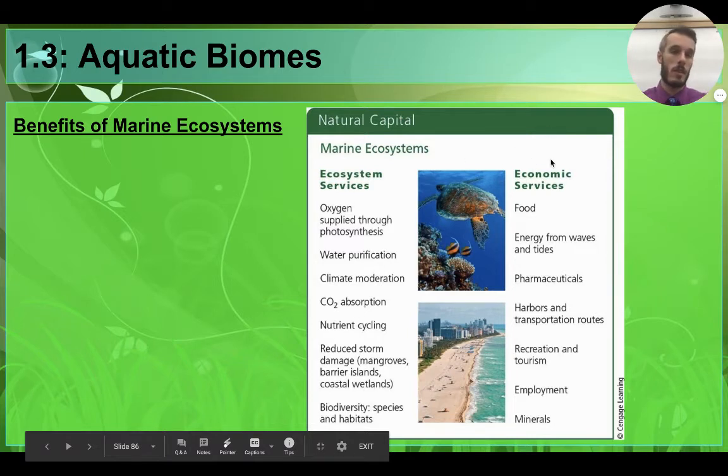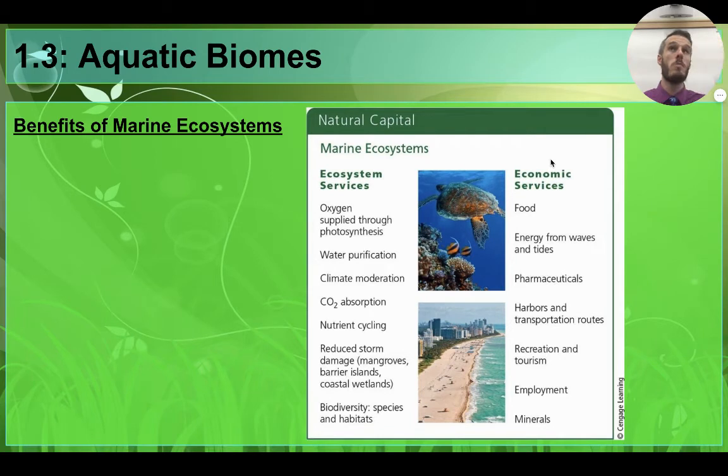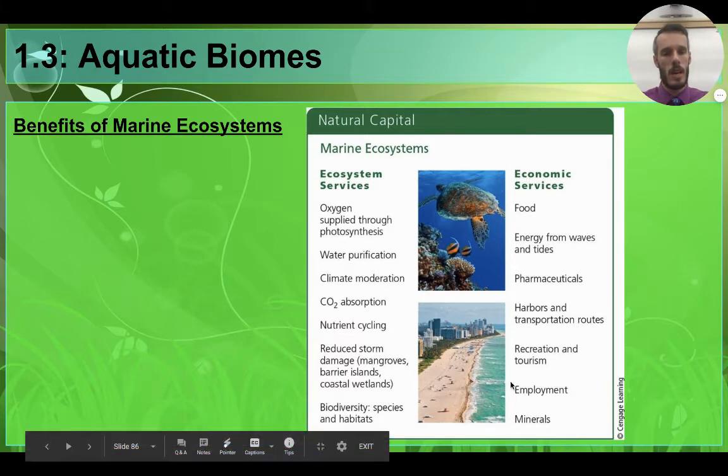Economic services are services that are done for humans specifically, so things like providing food, providing energy that we can harvest, pharmaceuticals from plants or animals that have certain chemicals that we can use, and the list goes on.